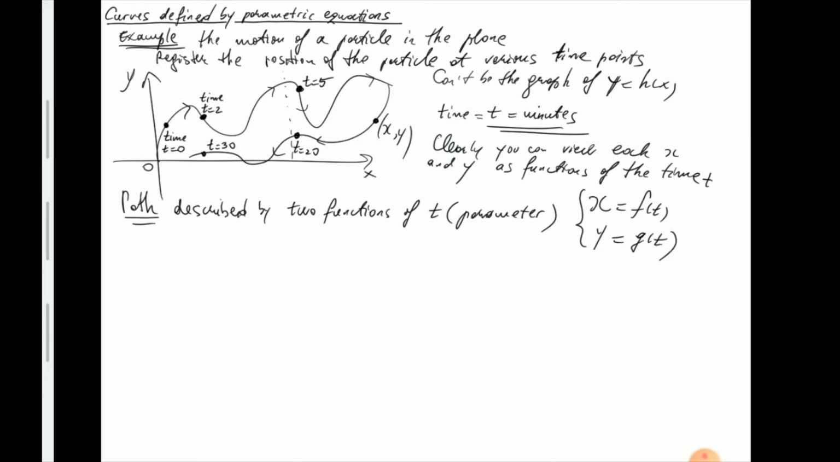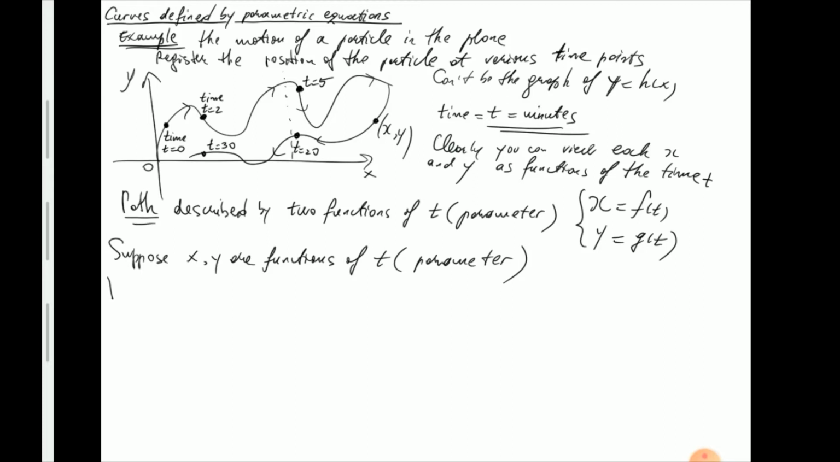So let's write it as a definition. Suppose x and y are functions of t. Like I said, this is called a parameter. It doesn't have to be denoted by t. Most of the time you'll see t because there's this analogy with time. But for example, in the case of polar coordinates, we use theta because that's a traditional notation for the angle, which is the polar angle, which is the parameter in this case.